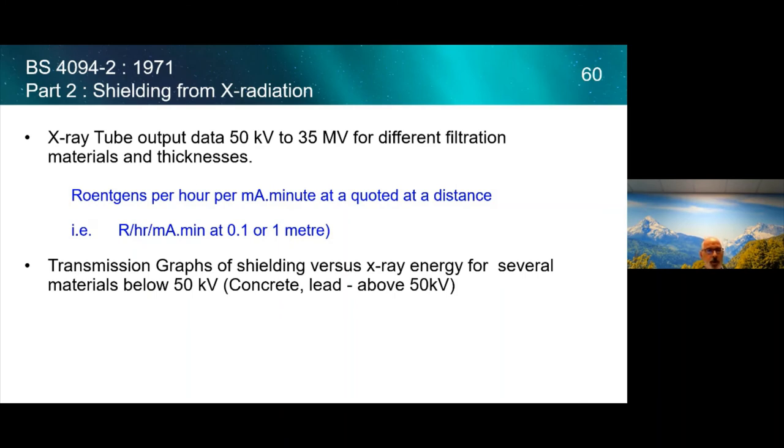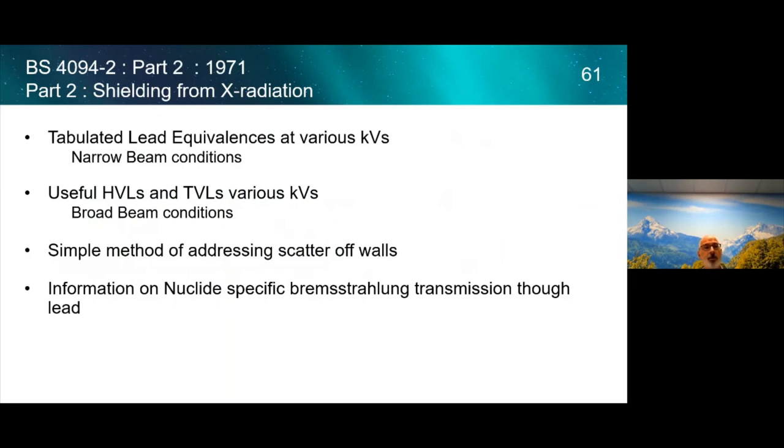There are also transmission graphs in the standards which show you shielding versus X-ray energy for several materials below 50 kV and for concrete and lead above 50 kV. That's because concrete and lead are generally the sort of materials that you use in shielding for photon radiation. There are tabulated lead equivalent values at various tube kilovoltages for narrow beam conditions. So bear in mind, that's not going to tell you everything you need to know, because just as you get buildup within a shield for gamma ray sources, you will get buildup within a shield for X-ray sources.